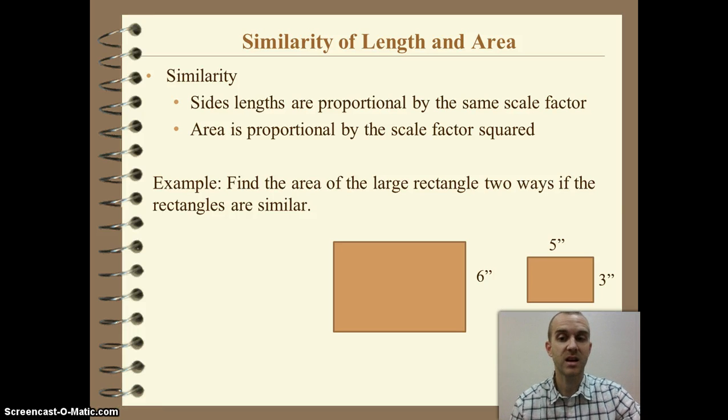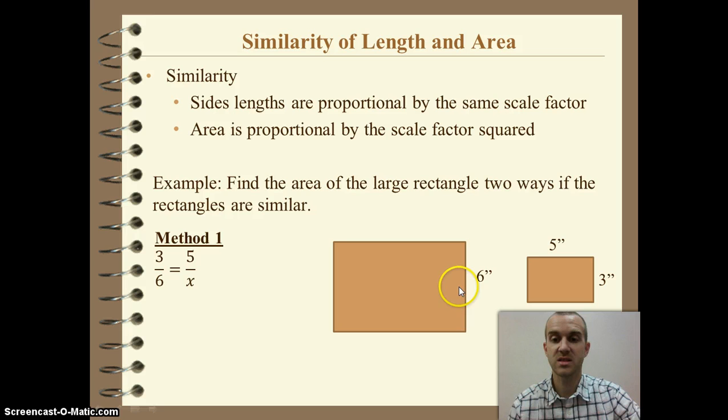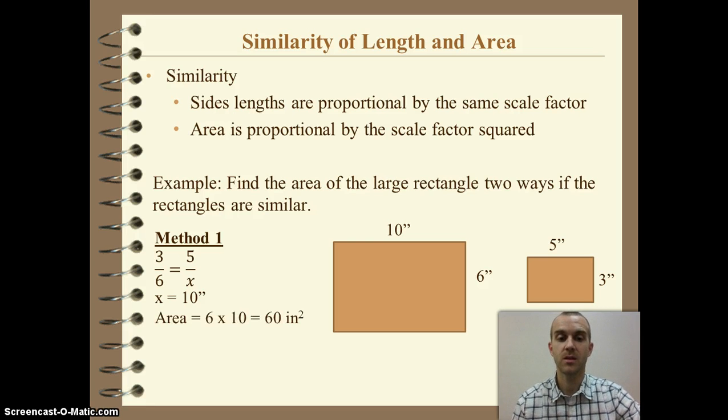One, I could use the side lengths and use the scale factor to help me find the missing side. So I could do the 3 to 6 is going to equal 5 to the top side, which we'd find out to be 10 inches. Then I can find area by doing length by width. In other words, 60 square inches.